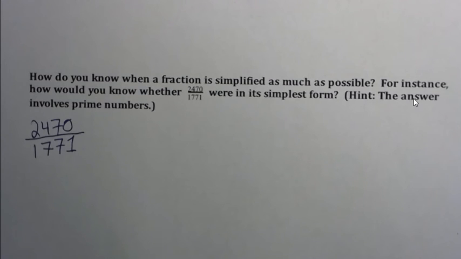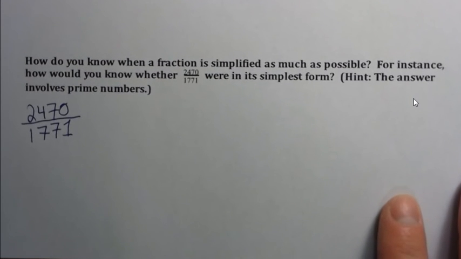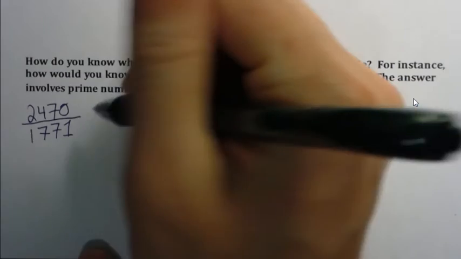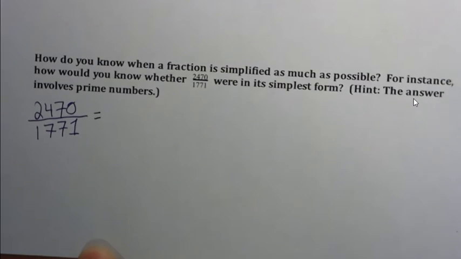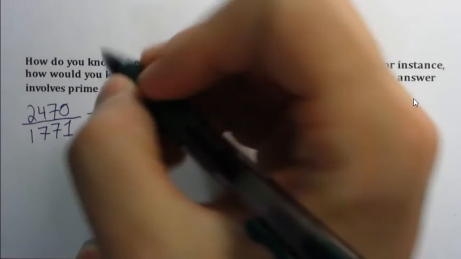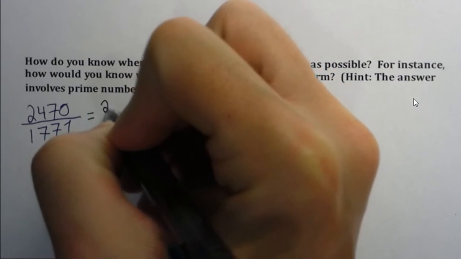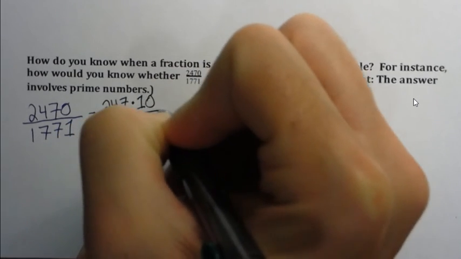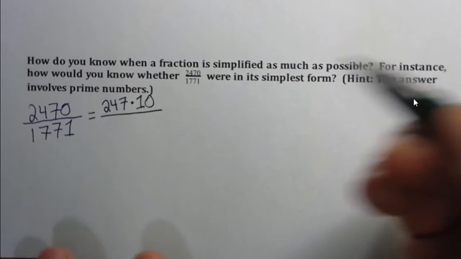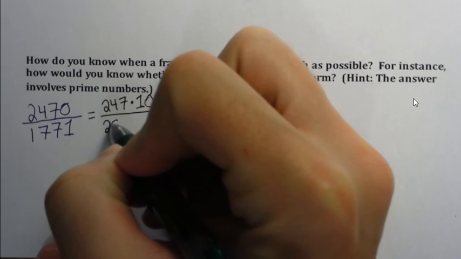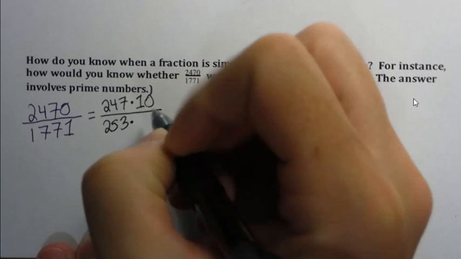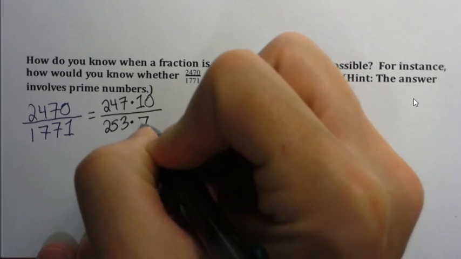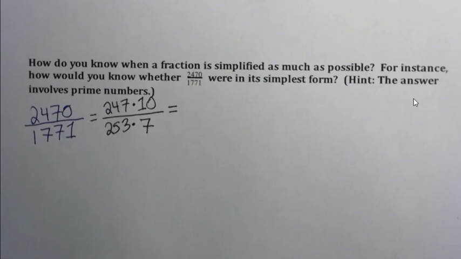Now, if I want to try to simplify this, we need to find some factors of 2470 and 1771. So let's try to do that first. So if we have our top part, 2470, well, obviously that's divisible by 10. So I would have 247 being multiplied by 10. And then on the bottom, 1771 is divisible by 7. So I would have 253 times 7. So we have one thing. We don't have anything in common quite yet.